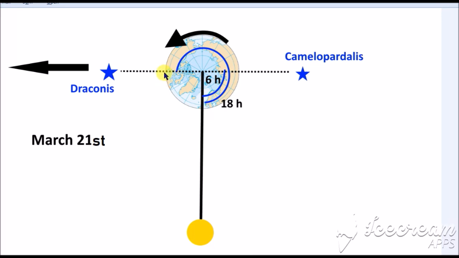Now, when you're here, you see the sunrise. Here is 6 hours. Here's another 6, that's 12. And here's another 6, that's 18 hours. That's when Draconis is at sunrise. So as you see, on March 21st he could see the two stars: one star he sees around sunset, and the other during sunrise.